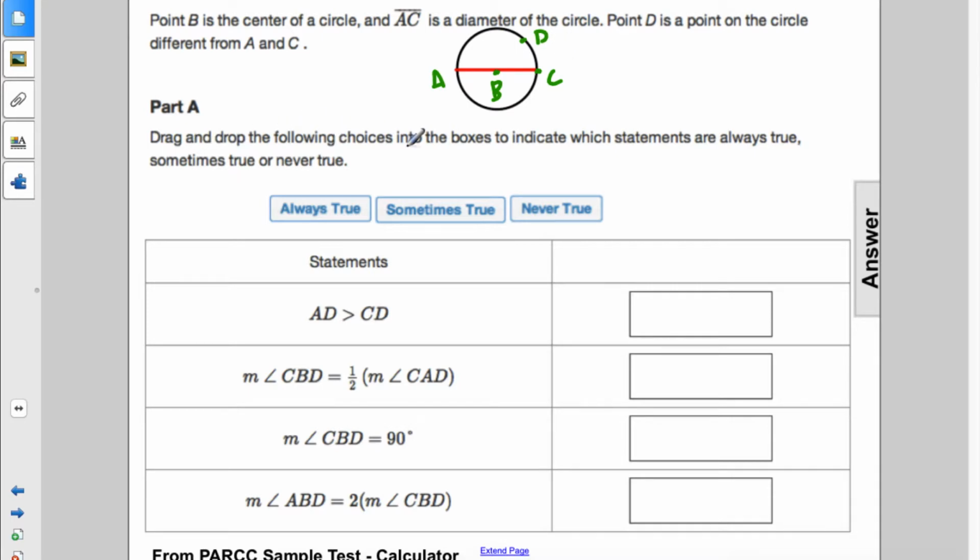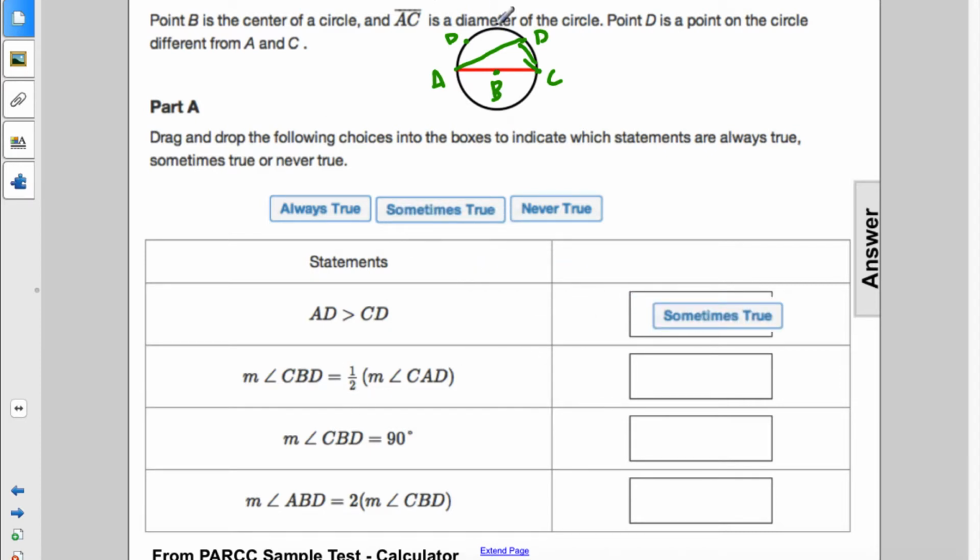Drag and drop the following choices into the boxes to indicate which statements are always true, sometimes true, or never true. All right, AD is greater than CD. So AD is this line there. CD is this line here. Well, that's true here, but if D was over here, that would not be true. So the first one is sometimes true.